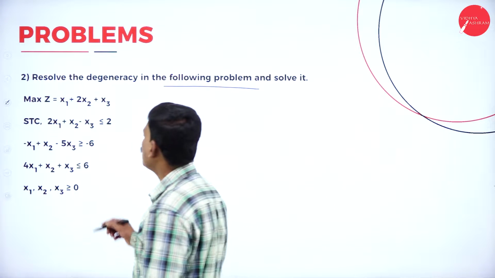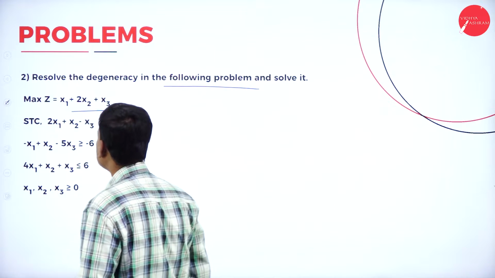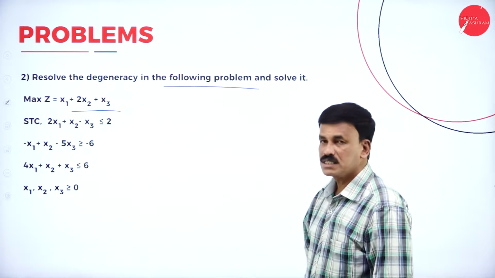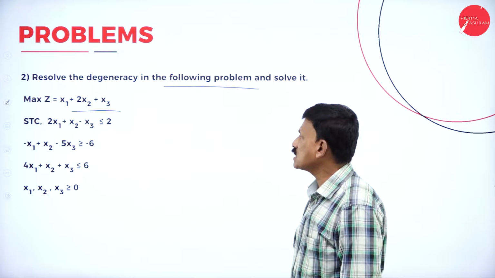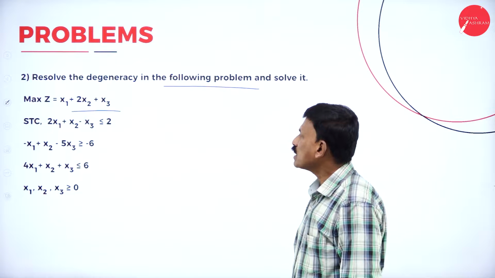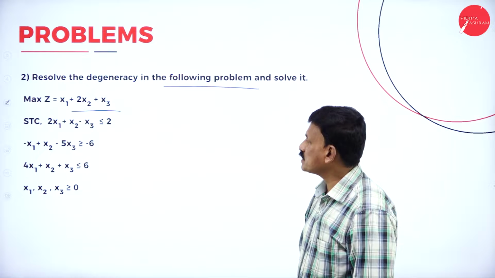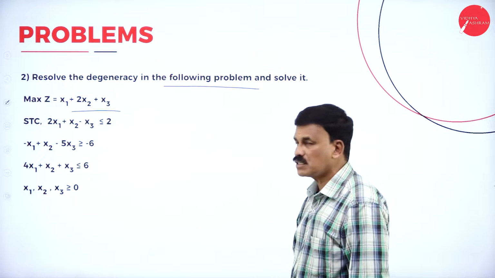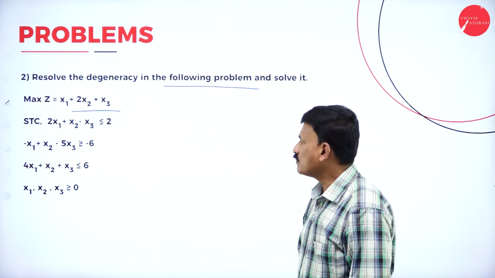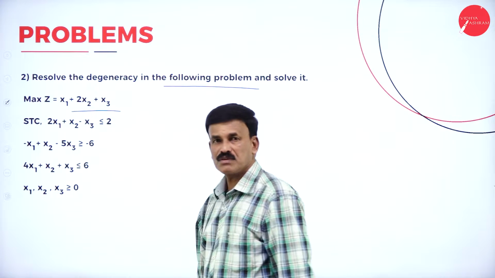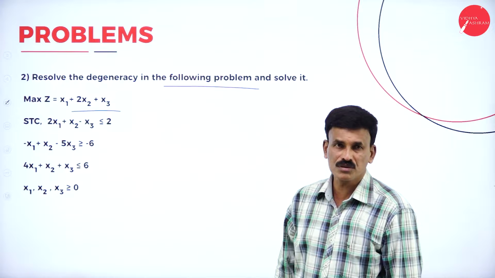Now what is the problem given? Maximize z is equal to x1 plus 2x2 plus x3 subject to the constraints 2x1 plus x2 minus x3 less than or equal to 2, and the second equation minus x1 plus x2 minus 5x3 greater than or equal to minus 6, and 4x1 plus x2 plus x3 less than or equal to 6, where x1, x2, x3 are all greater than or equal to 0.